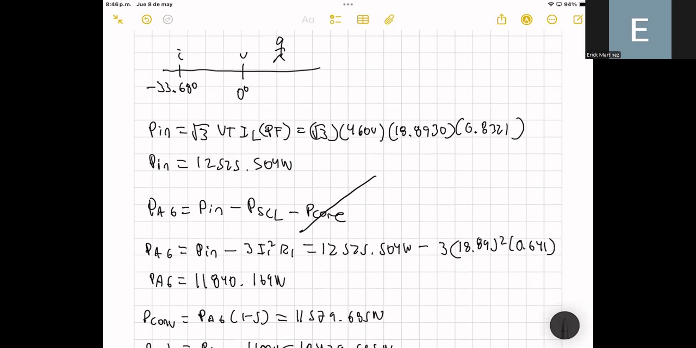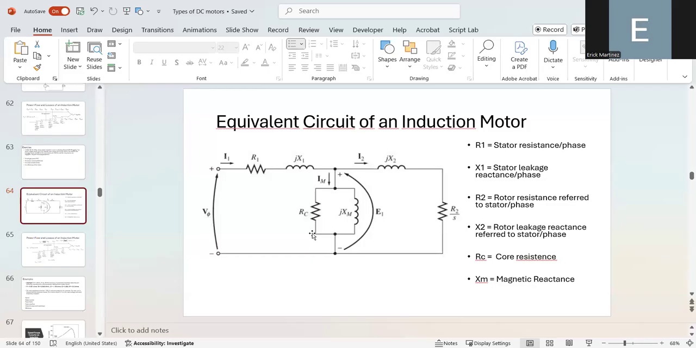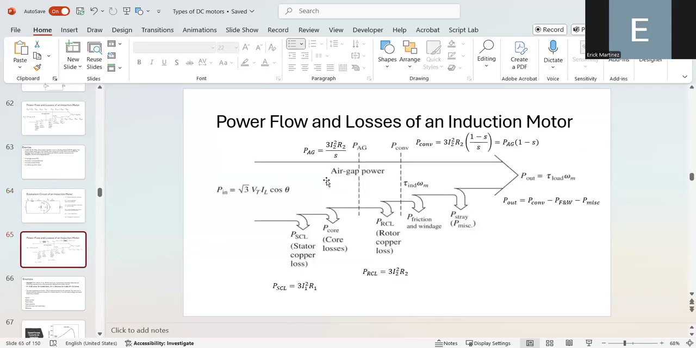Now let me go back a little bit and let me show you the power flow diagram. Let me go to this presentation. Okay, this is the power flow diagram in this slide. So you only need to take into account this power flow diagram in order to compute what we need at the end, which is the output power, and that's it.